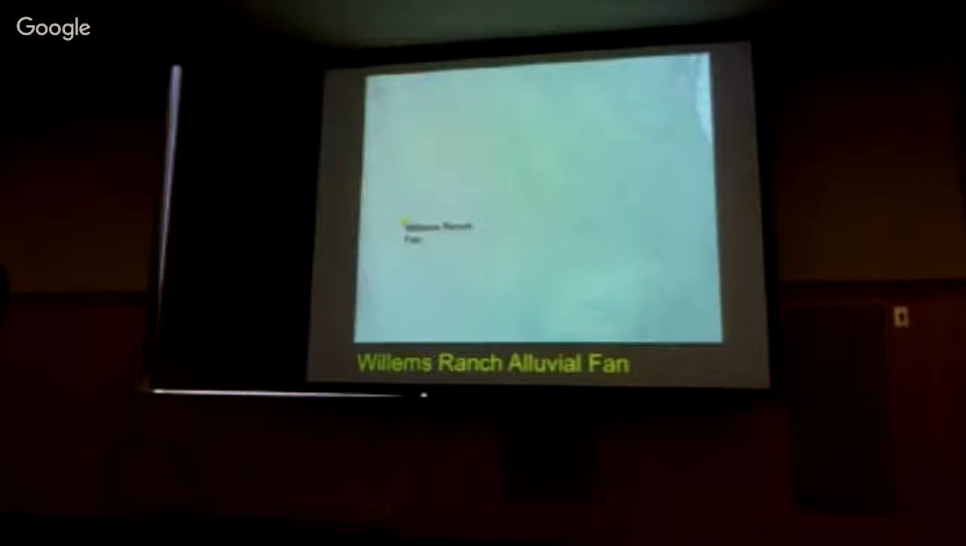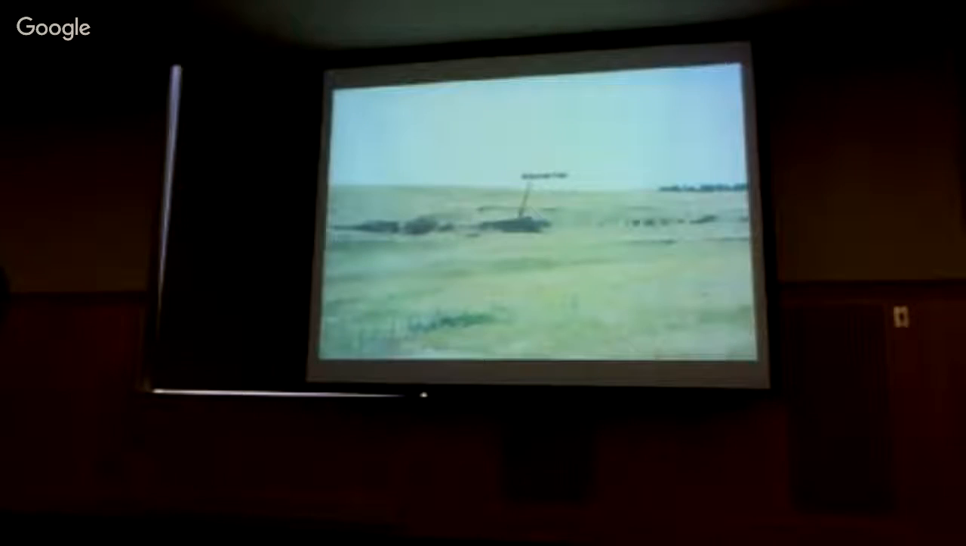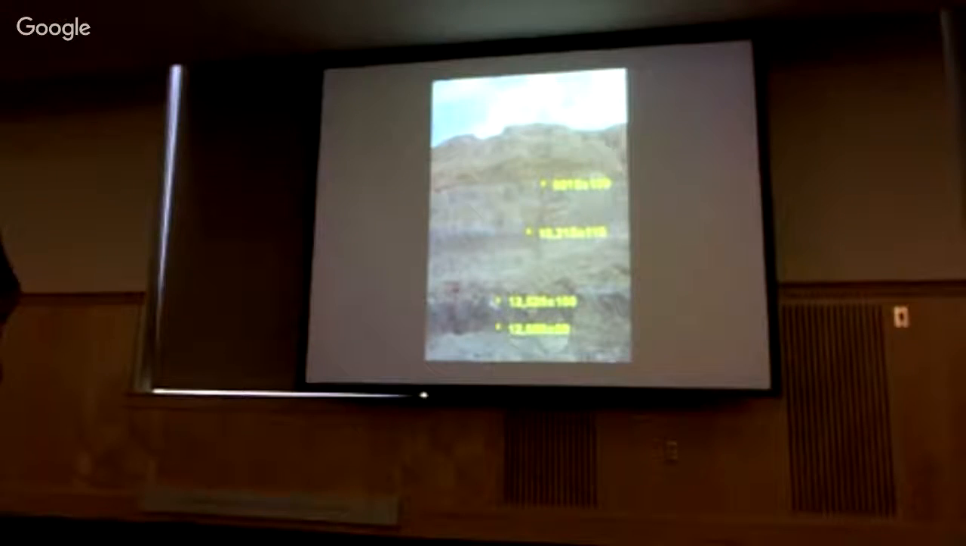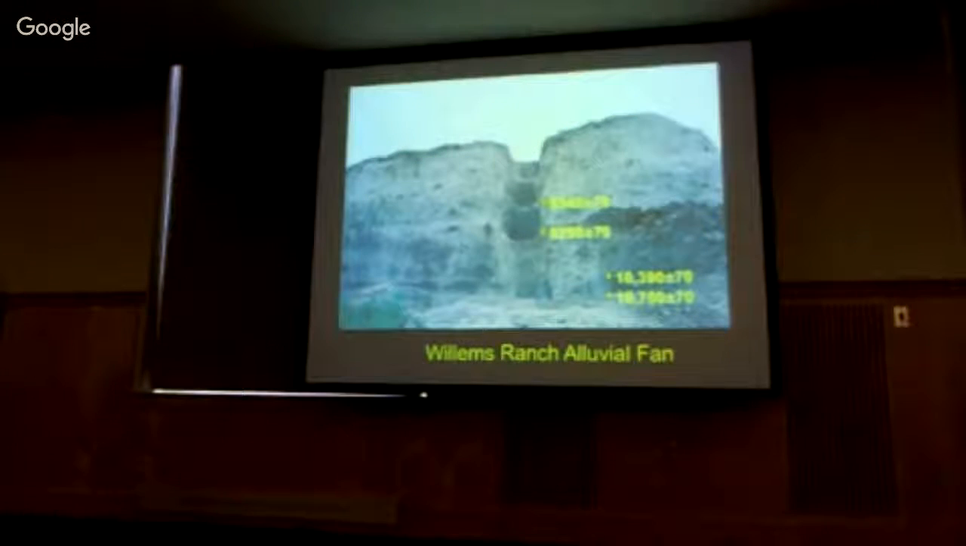Willem's Ranch fan. This is up in the northwest corner of the state. Also not overly impressive. Here's one lobe. The other lobe was removed by the creek as it migrated laterally. Oh, here's the image I was looking for. This is actually the one from the Cimarron, which shows these dates: 12.6, 12.5, 10, 9, and then rapid sedimentation after 9. But this is the Willem's Ranch fan. Note the cumulative soil. Here's the Younger Dryas right here. So 10.7, 10.4, 9.2, and then a little more rapid sedimentation, 6.5, and then really rapid sedimentation after that.